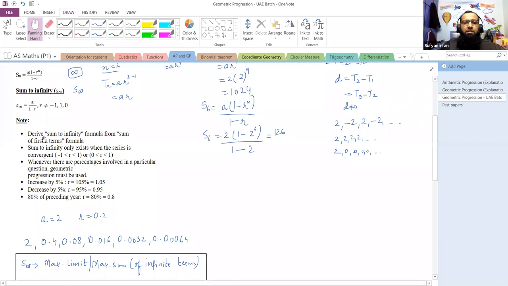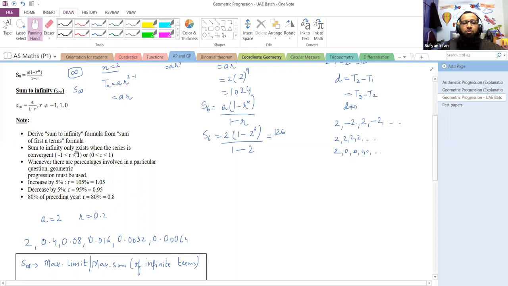Then sum to infinity says that note, derive sum to infinity formula from sum of first n terms formula. Now, how can this be derived? We'll learn later. Although it's not mandatory, I'll be covering in just 2-3 minutes how to convert, so that we have a very clear idea about how the sum to infinity formula is derived.